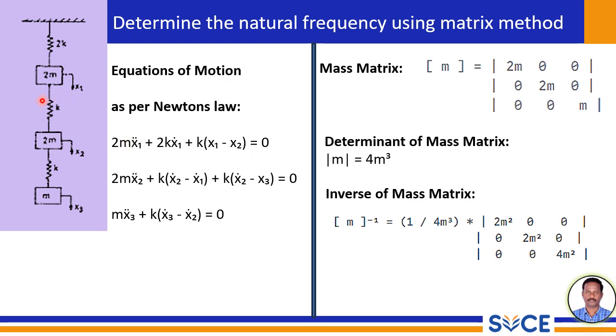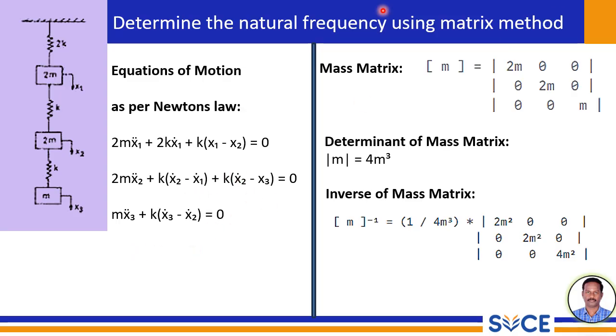Whenever a stiffness is in between two displacements, the difference of displacements will be used. So for the stiffness force acting at k, for mass 2 it is x2 minus x1, and for mass 3 it is x2 minus x3. So using these stiffness forces, when we apply Newton's law for all three masses, we get the following three simultaneous equations.